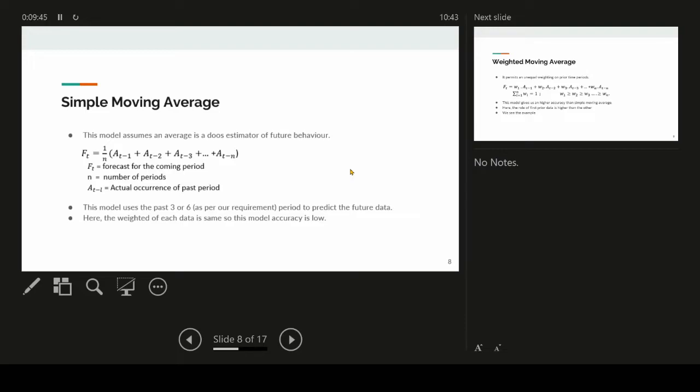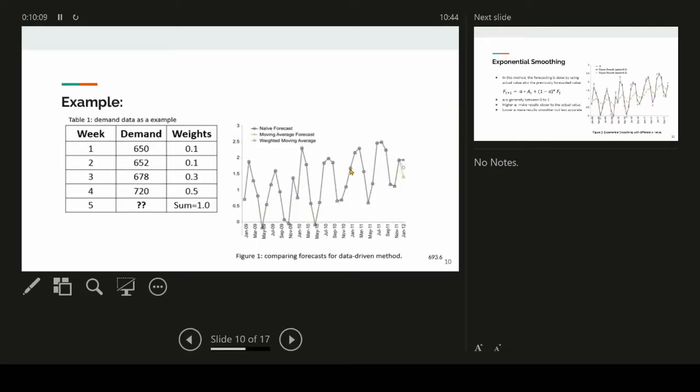So here we talk about the simple moving average. It forecasts the next data for a particular window, which can be 3 data, 4 data, 5 data, or 6 data, whatever we want. See here, I have selected a window of 3 values for my moving average. So I can average these three demands and it can forecast the next value.